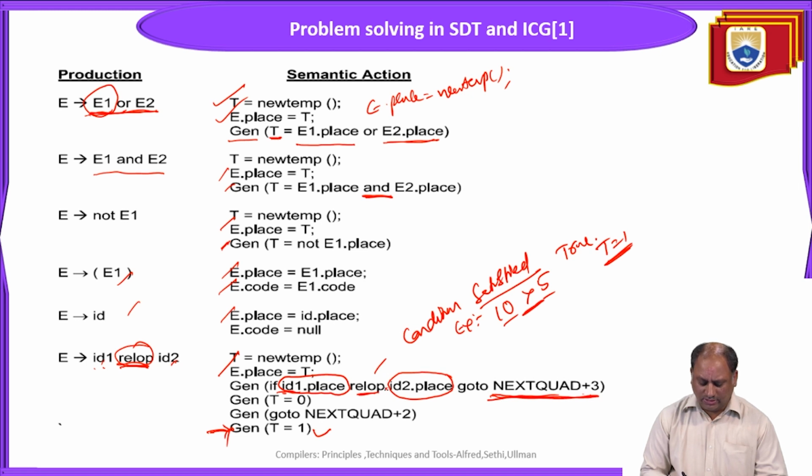Suppose it is false, then in this case it won't execute the go to statement; it passes to the next statement, which generates t equal to 0. That means the condition has failed. Suppose 10 is less than 5, then it doesn't go to next quad plus 3, it goes to next quad plus 2.